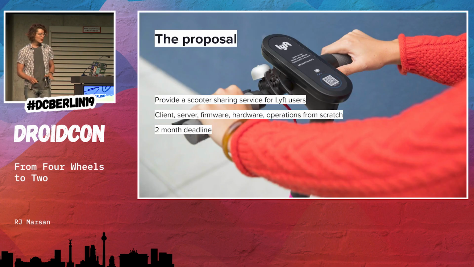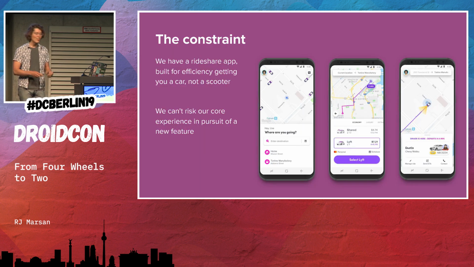Let me set the stage. We wanted to provide a scooter sharing service to our Lyft users. We had to do everything from scratch. And with this unique deadline, we had 2 months to do it. So I was pretty psyched, but I was mostly terrified. Because there's another big thing to remember here, which is we're a ride-sharing company. Everything we have done in the past was oriented towards ride shares, getting you a ride, and we have never considered a scooter. And not only that, but this entire time, we cannot risk that product in pursuit of these scooters.